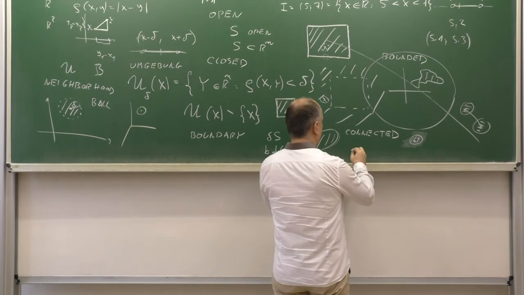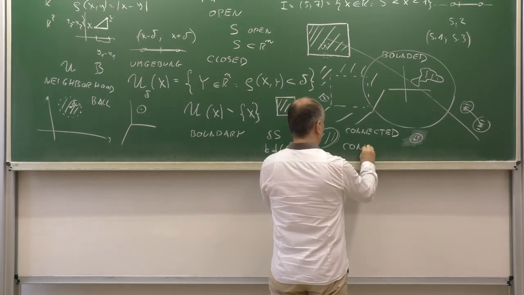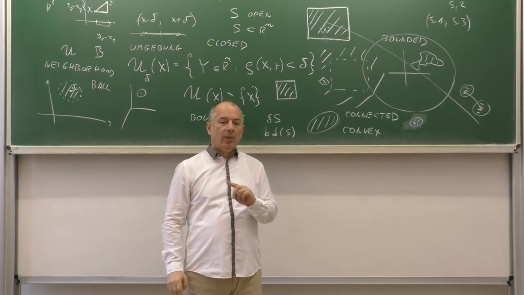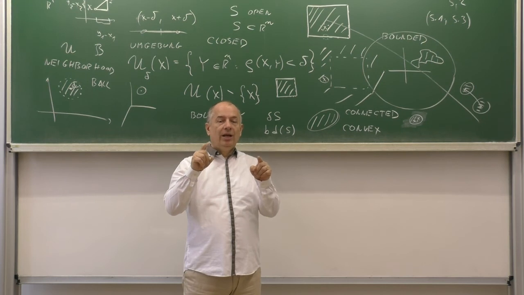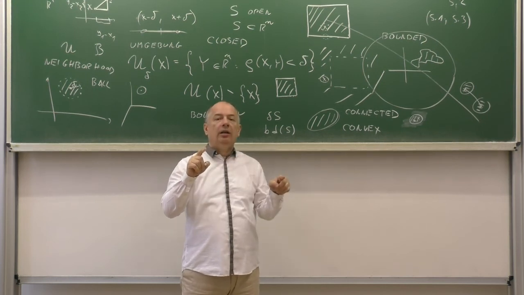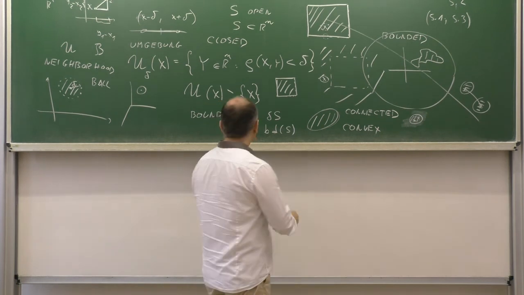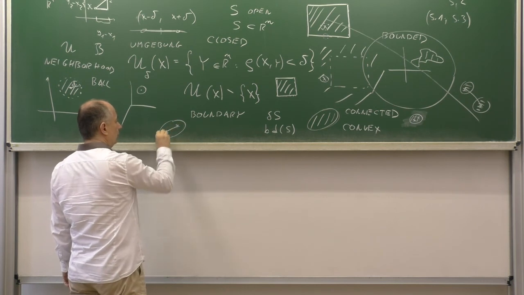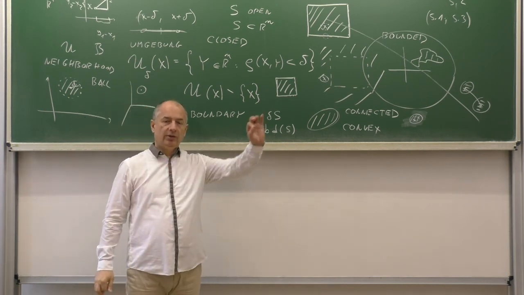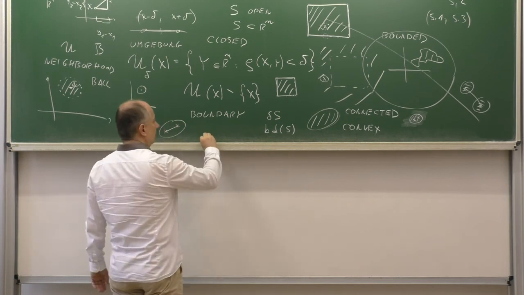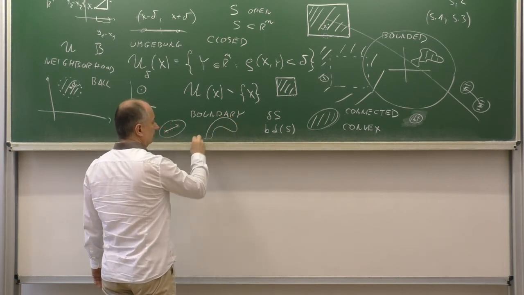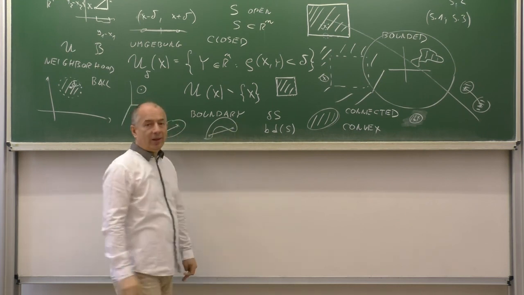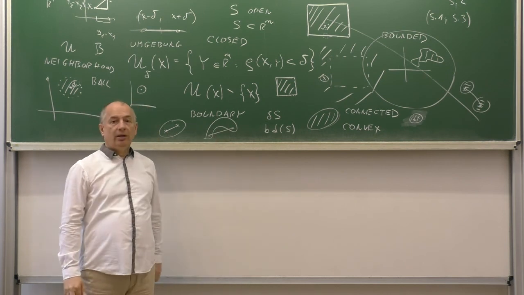And the term convex means a set is convex if any two points in the set can be connected with a straight line in the set. So an example, a circle is convex because any two points can be connected with a straight segment in the set. But something in the shape of a banana is not convex because these points cannot be connected with a straight line in the set.